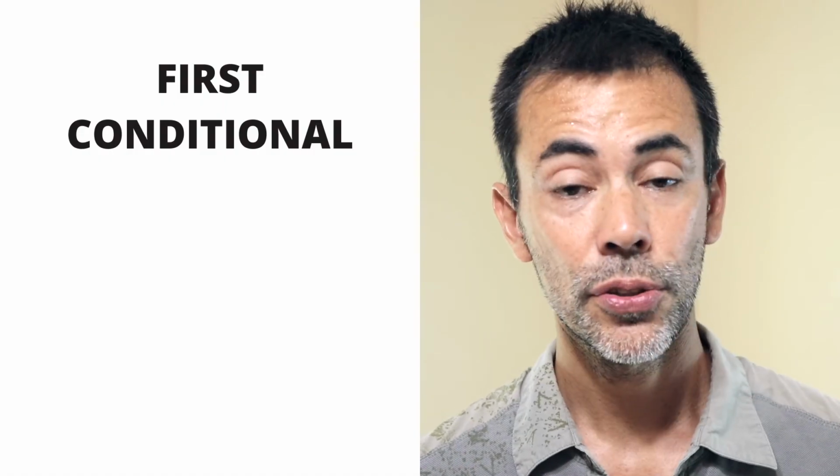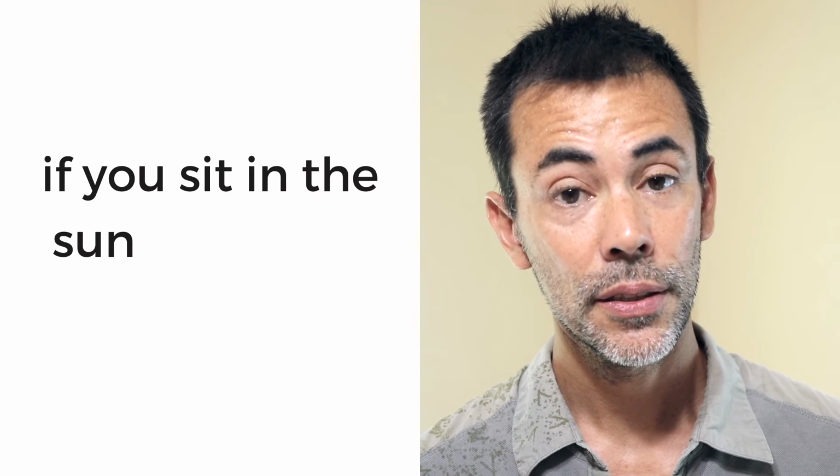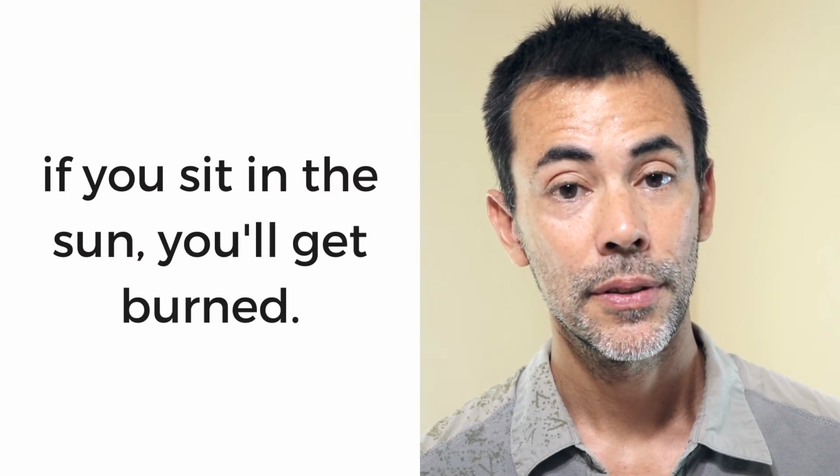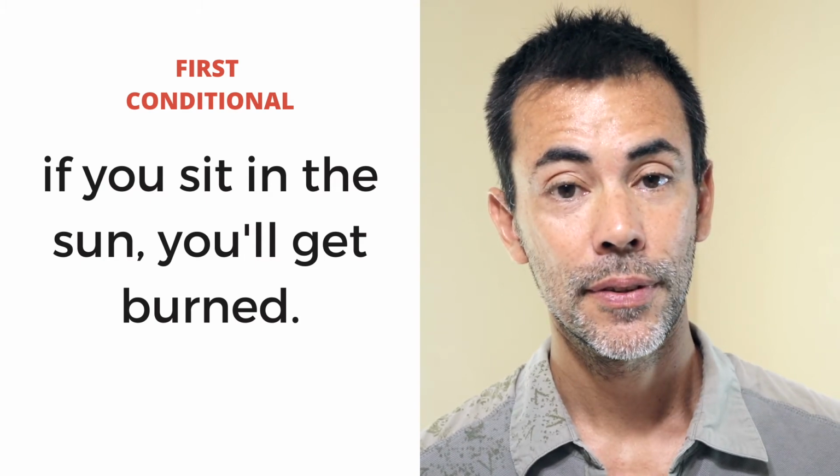The first conditional describes a particular situation. Using the same example, if you sit in the sun, you'll get burned. Here I'm talking about what will happen this time. Another time, you may not get burned. Another time, the result might be different. This is something that might happen in the future. Of course, we can't predict the future, but it describes possible outcomes which could easily become true.